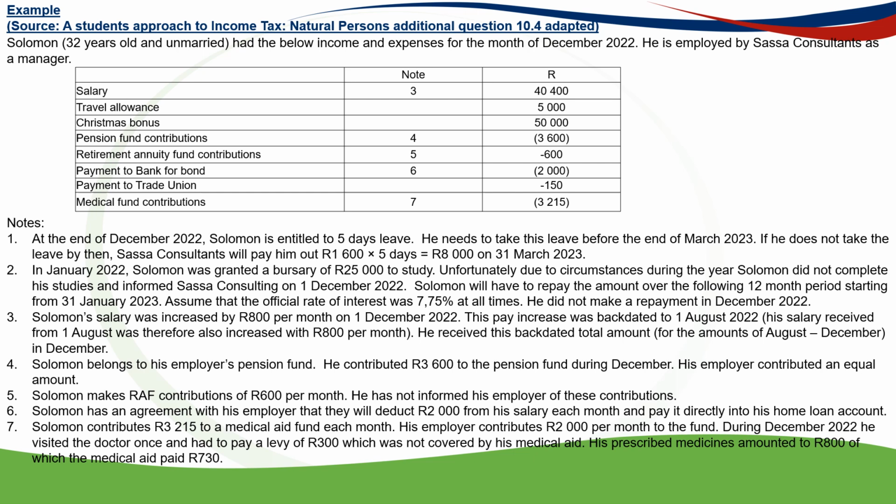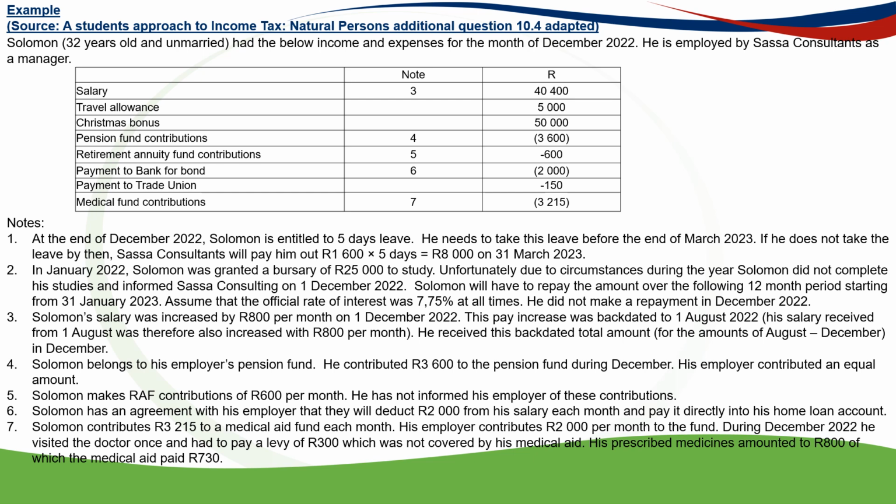Okay, note 2, in January 2022, Solomon was granted a bursary of 25,000 Rand to study. Unfortunately, due to circumstances during the year, Solomon did not complete his studies and informed SASA Consulting on 1 December 2022. Solomon will have to repay the amount over the following 12-month period starting from 31 January 2023. Assume that the official rate of interest was 7.75% at all times.